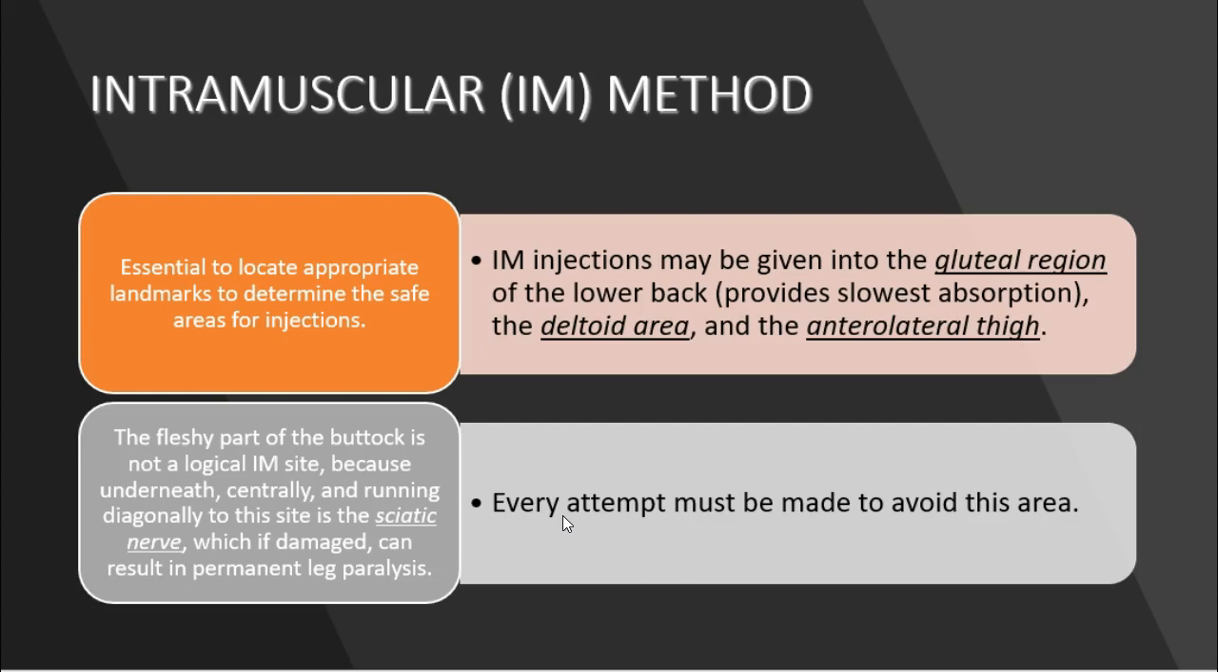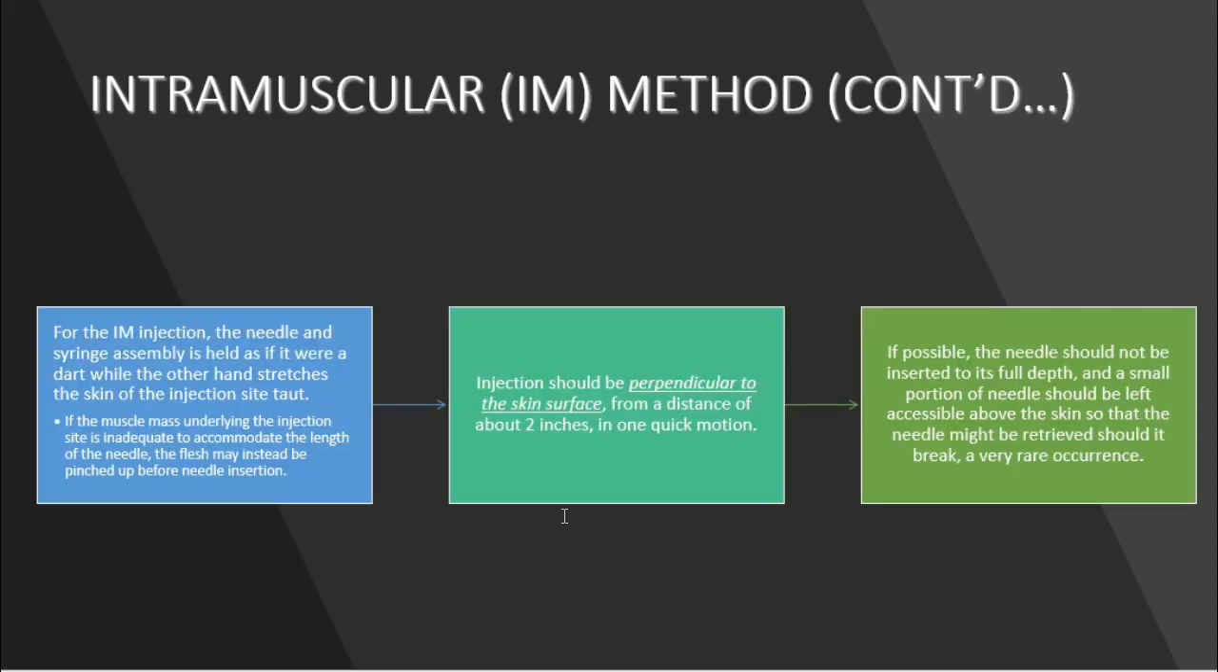It's interesting. So the fleshy part of the buttocks is not logical for IM because underneath centrally is running the sciatic nerve. You do not want to damage the sciatic nerve because it can cause paralysis. So avoid that area.